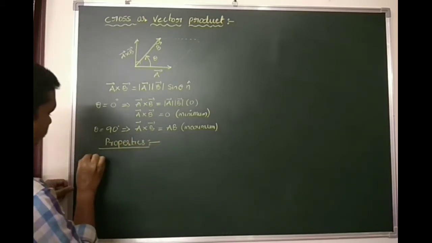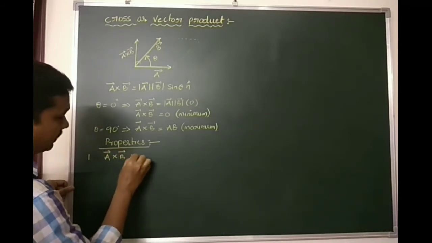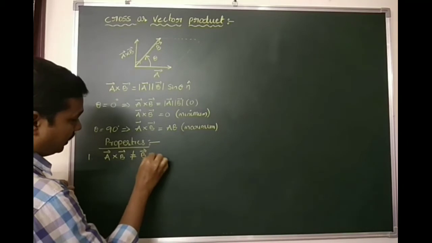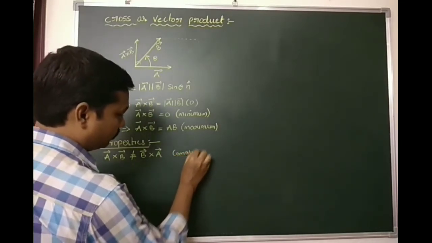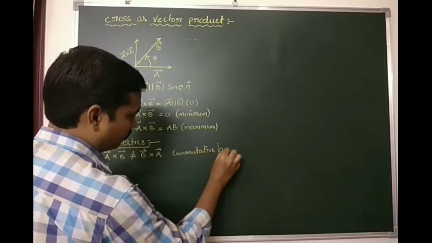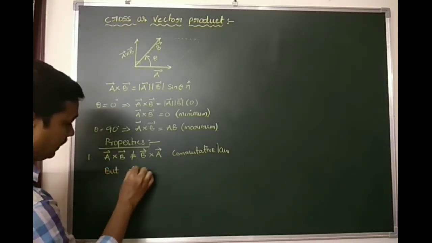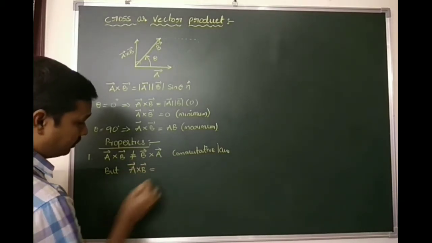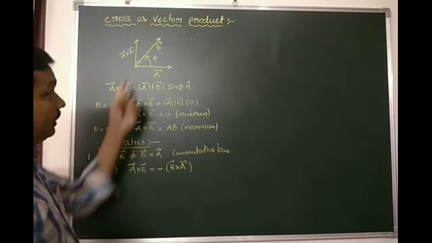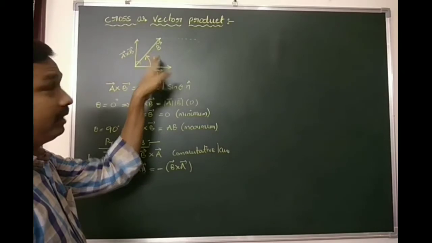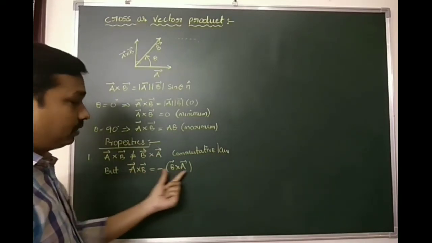First one: A cross B is not equal to B cross A. According to the commutative law, A cross B is not equal to B cross A, but A cross B is equal to minus B cross A. Just above I told you, A cross B is perpendicular to the plane in the upward direction, and B cross A is perpendicular to the plane in the downward direction. Both are opposite in direction, so A cross B equals minus B cross A.